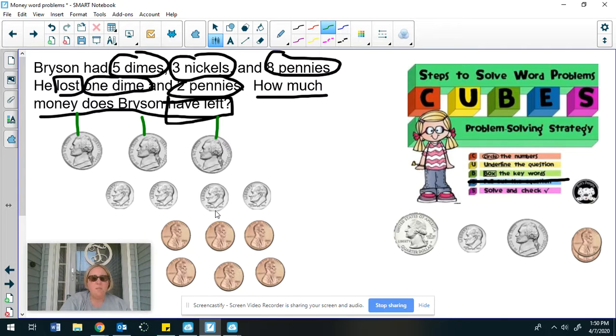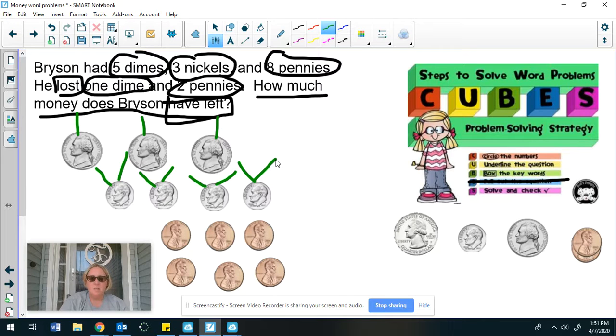Next, I have a group of dimes. Dimes are worth 10 cents. So I need to count by 5s until I get to 10 to figure out how many hairs are in the dimes. So 5, 10. There are 2 hairs on my dimes. So I'm going to go ahead and draw the rest of the hairs on all of my dimes.